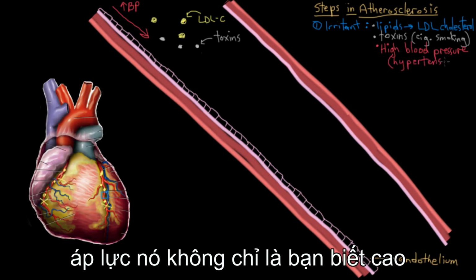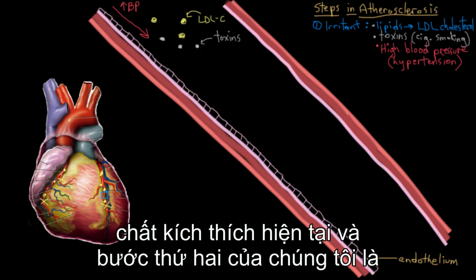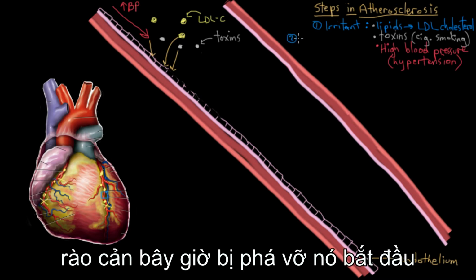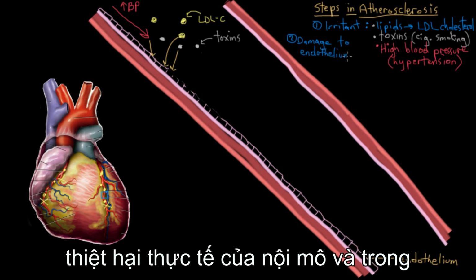It's not just high blood pressure every once in a while. So that's our first step, to have an irritant present. And our second step is to actually have damage to the endothelium by the irritant. And so our barrier now is broken down. It started to break down. So that's step 2. That's actual damage of the endothelium.